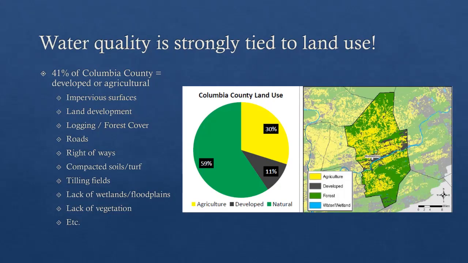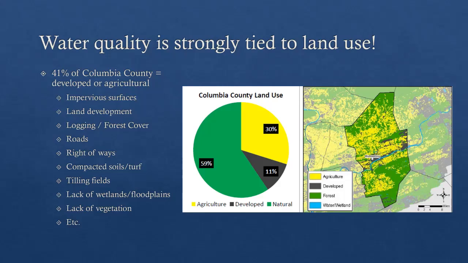So like I said, water quality is very strongly tied to land use. Here's Columbia County again. 41% of our county is either developed or agricultural. So that means 60% of our county is still mostly forested, which is absolutely great. And that really helps us a lot when it comes to stormwater control. However, if you look at that map there, you can see those areas of agriculture and development are really concentrated. So when you have those concentrated areas, you're gonna get a lot of stormwater runoff running off directly into the Susquehanna or in one of our tributaries.